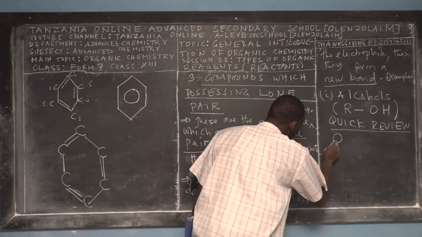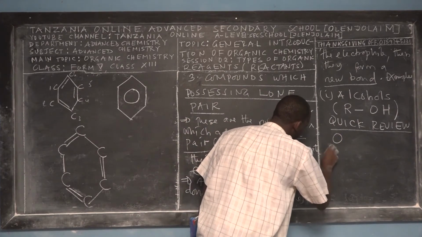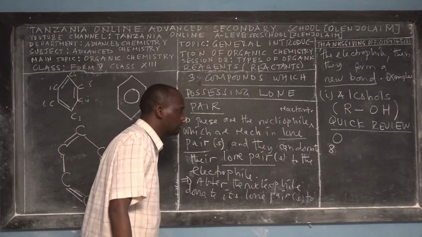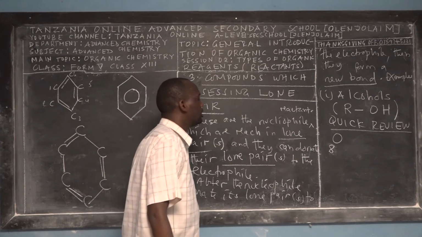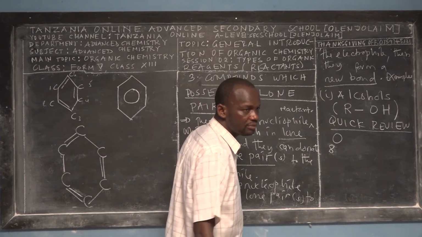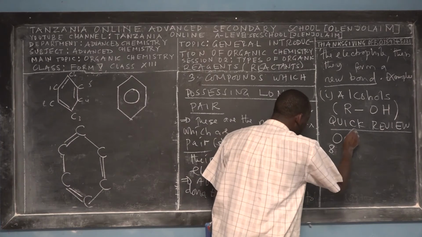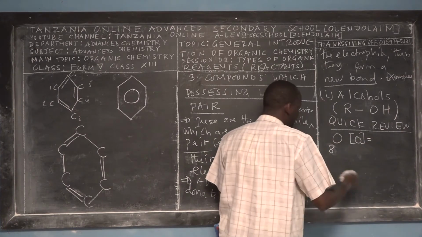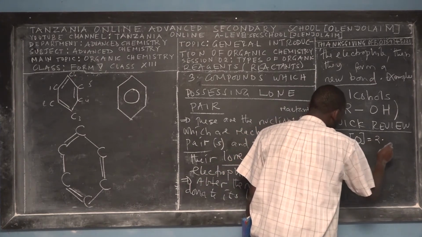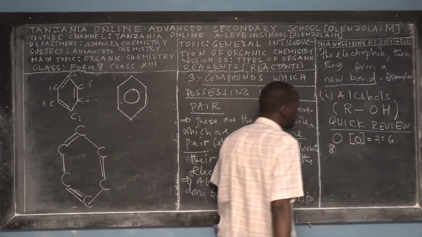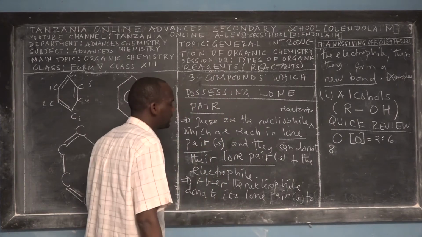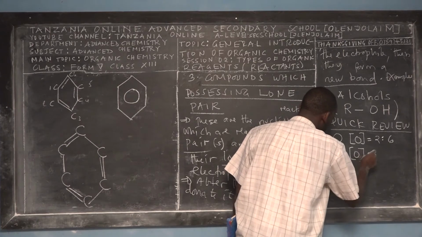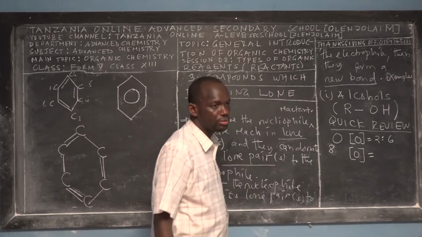Oxygen is number 8 in the periodic table. So it contains 8 electrons, 8 protons, and 8 neutrons, right? If we write its electronic configuration, let me begin with the old form: 2, 6. Maybe some of the students taking these sessions didn't take my classes in general chemistry, right? 2, 6.